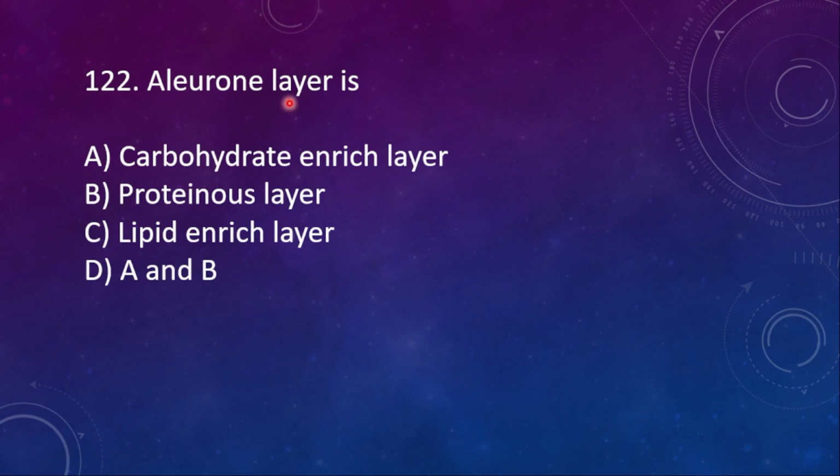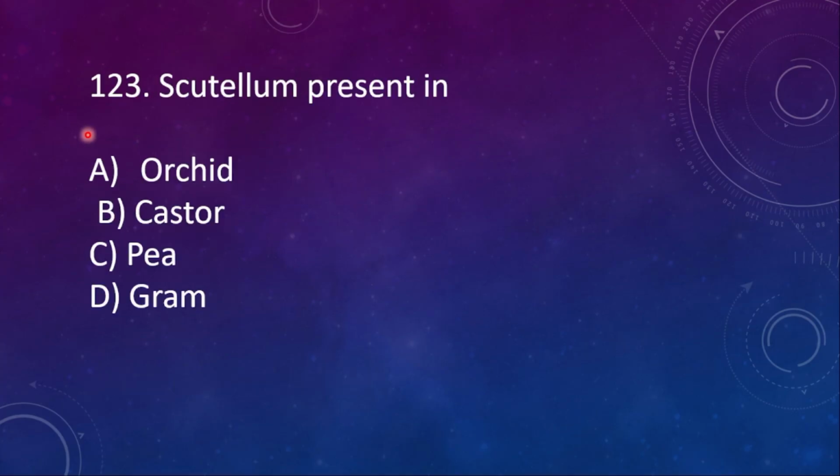122. Aleurone layer is: A. Carbohydrate enriched layer, B. Proteinaceous layer, C. Lipid enriched layer, D. A and B. It is a proteinaceous layer. Aleurone is a proteinaceous layer.